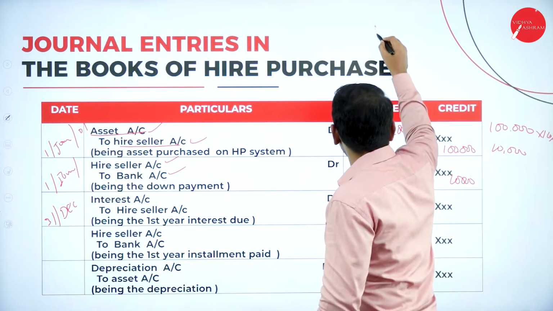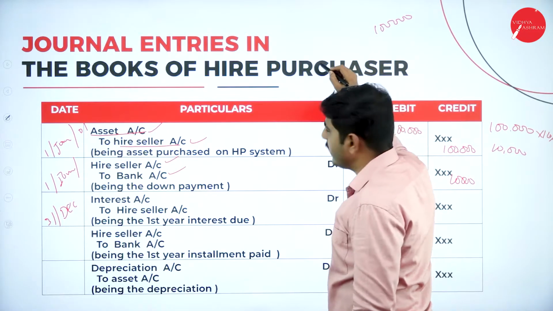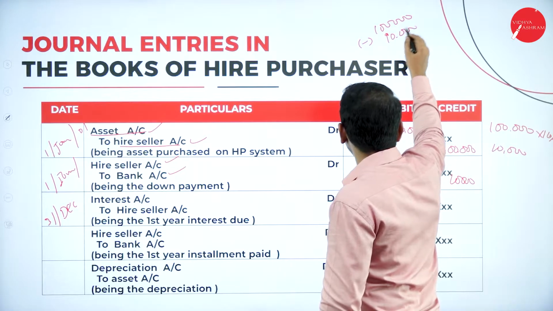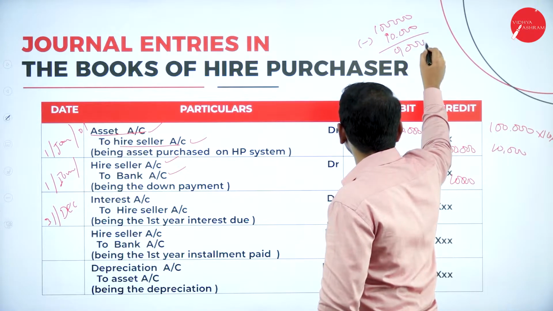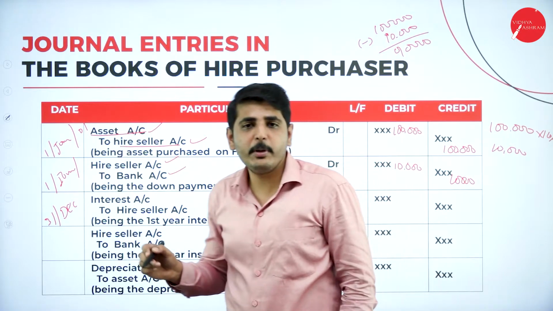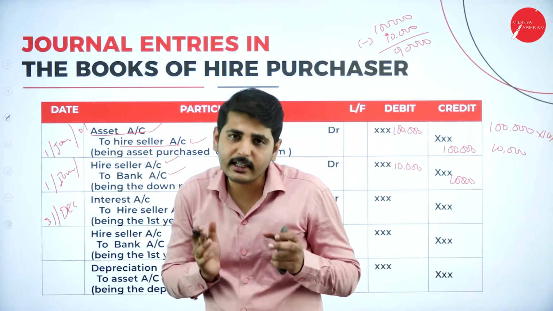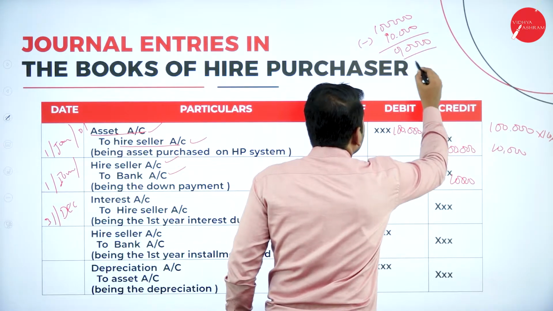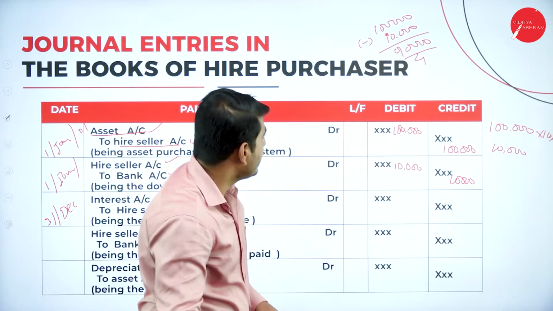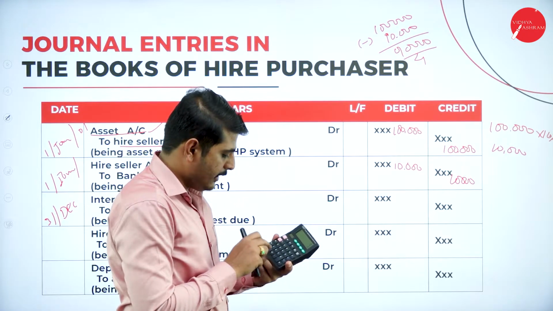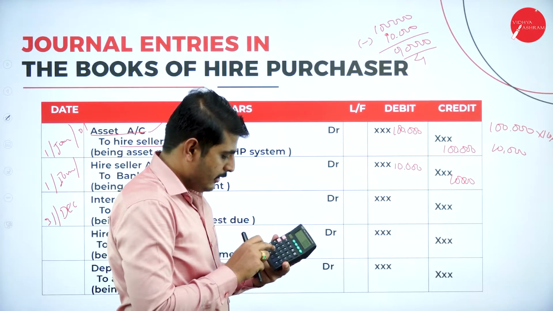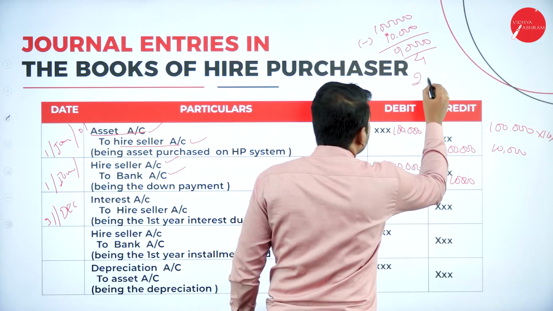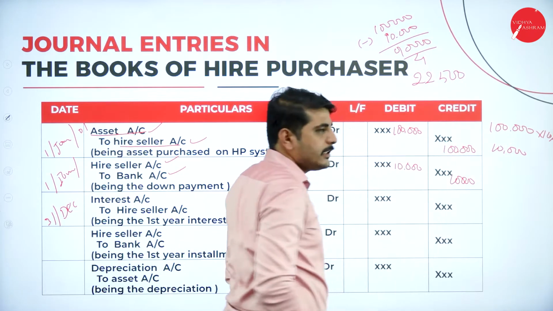The remaining amount: 1 lakh rupees is the cash price, minus the down payment of 10,000. What is the remaining amount? 90,000 is the remaining amount. This amount should be paid in equal installments with interest. Let's take, for example, 4 installments. So what is the amount? 90,000 divided by 4 equals 22,500, the principal amount.